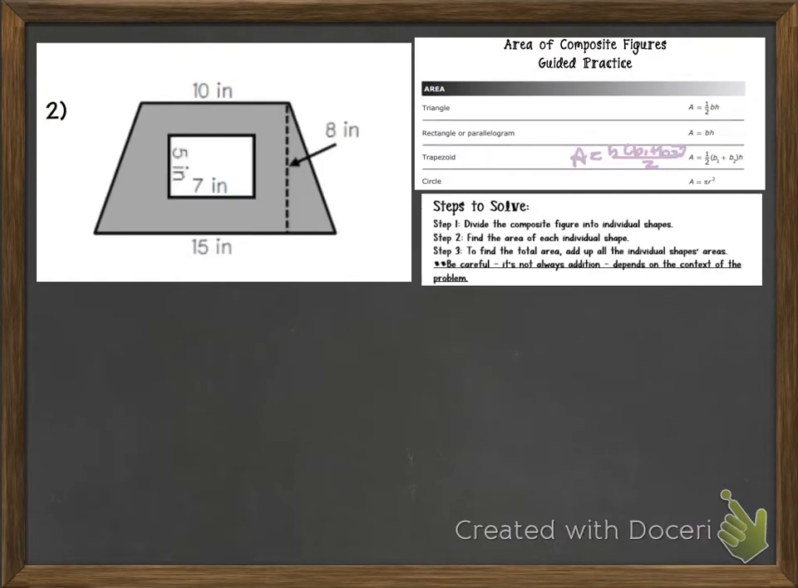Okay, so let's try this again. Again, we have shaded figures, so we're going to find just shaded area. Okay, then we're going to find shaded and unshaded.